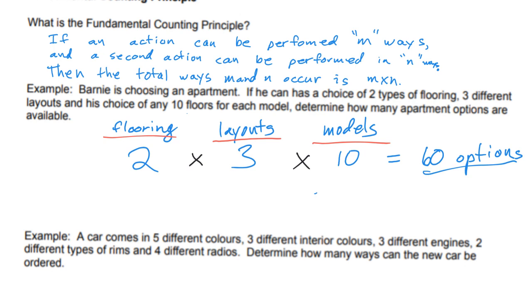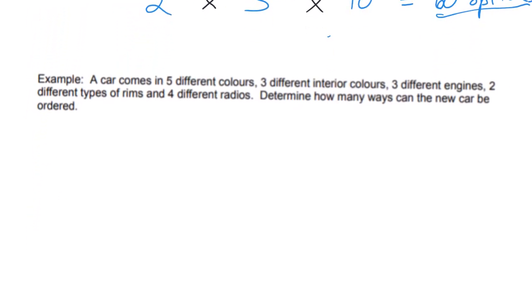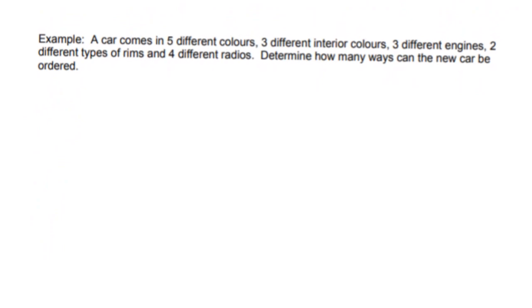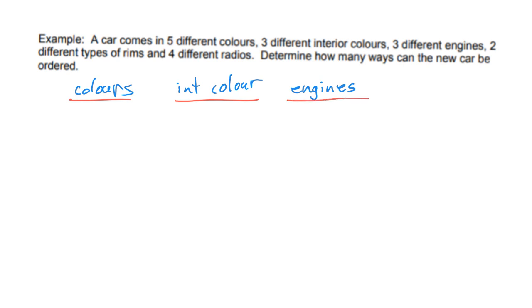So now let's move on to our example with this car. This car comes in 5 different colors. So I'm going to immediately lay out what my independent choices are. In this case, I have 5 colors. That's my first thing. Then we have 3 different interior colors. I'll call it the int color. And then once I've got my interior color, I've got 3 different engines. So that's my next thing. I've also got 2 different types of rims. And finally, 4 different radios for my car.